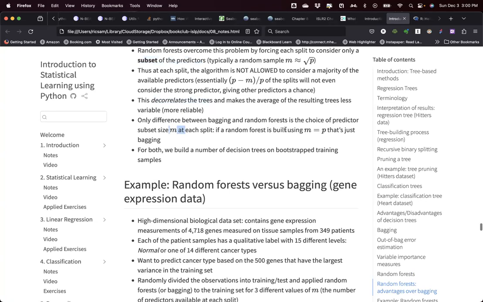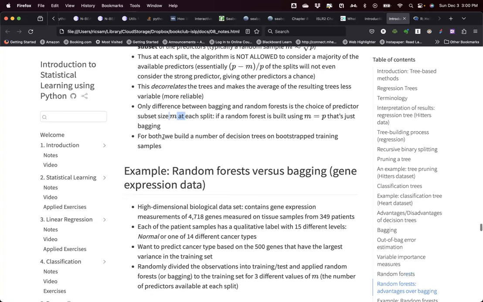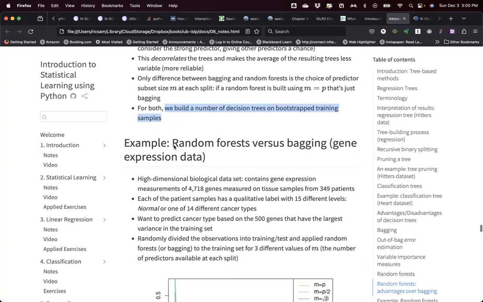The only difference between bagging and random forest is the choice of predictor subset, the M, right? If a random forest is built with M equal to P, that's just bagging. In other words, bagging is just taking the whole number of predictors. Random forest just takes a subset of those predictors. So for both, we build a number of decision trees on bootstrapped samples.